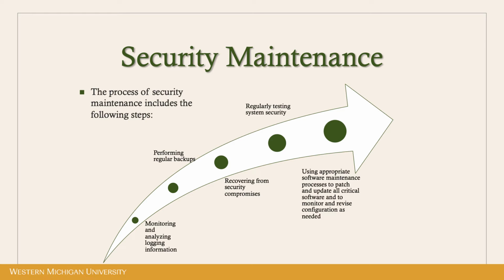We need to be able to recover from security compromises, right? That's part of our maintenance cycle. If we have a compromise, and eventually everybody does, we need to be able to recover from that, get our security fixed up, get our data back to where it needs to be, hopefully without losing too much of it, and get things back running.